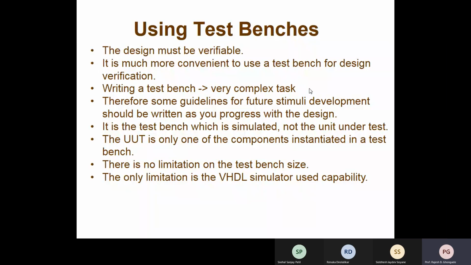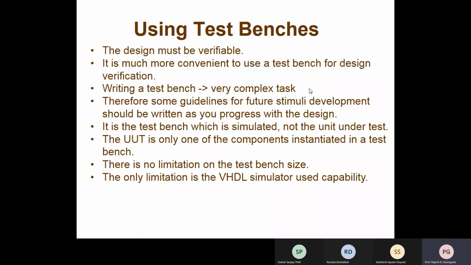Design must be verifiable. The very first thing that you have to understand is the module that you are trying to design, trying to verify or test, in simple layman's terms, should be verifiable, should be testable. There should not be a complex, let us say, input or some obscure kind of input, because it will become next to impossible for you to generate such a kind of stimuli. Okay, so it should be verifiable in the first place.